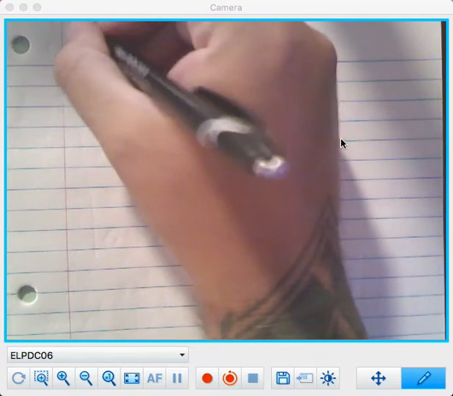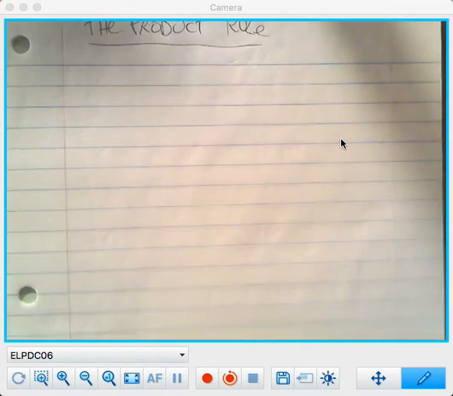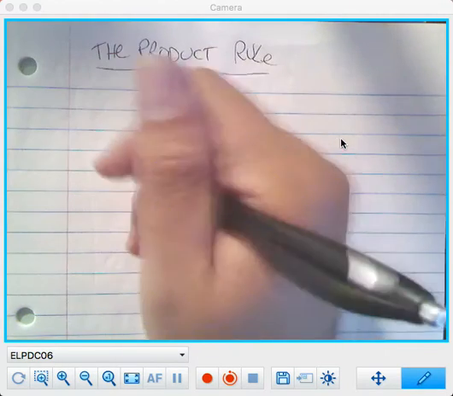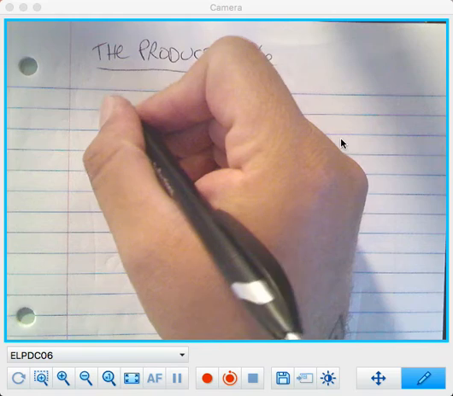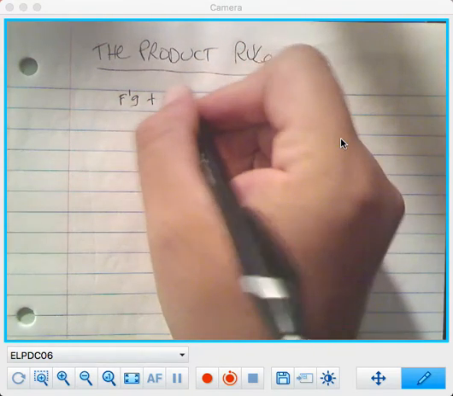Hey guys, today we're going to do the product rule. So there's a fancy way to write it, but I'm just going to write it the easiest way I think. It's going to be f prime g plus g prime f.